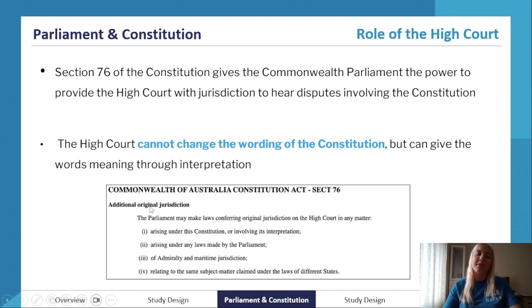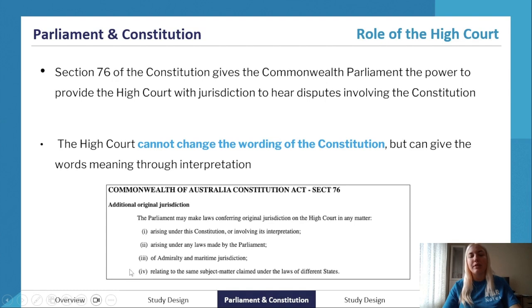So you need to know some of these original jurisdiction of the High Court, some of these examples, so you should memorize some of them. We can see some additional ones arising under any laws made by the Parliament. So this includes Section 109. It includes concurrent powers as well, and any disputes like that as well may be heard by the High Court.